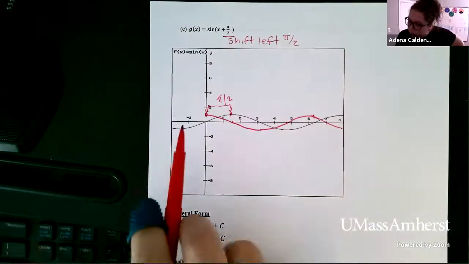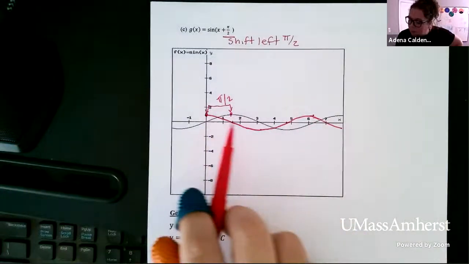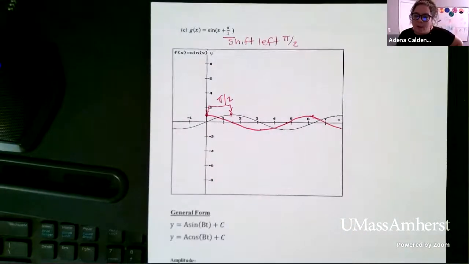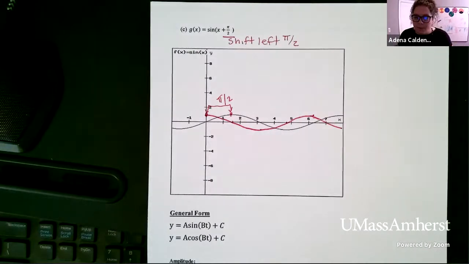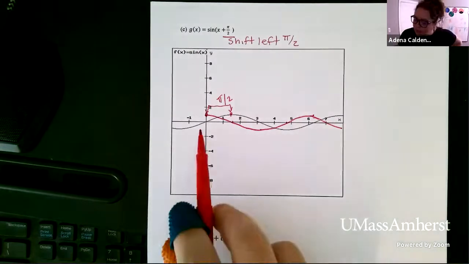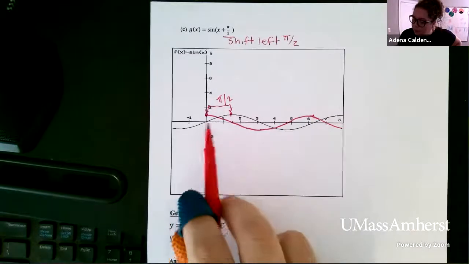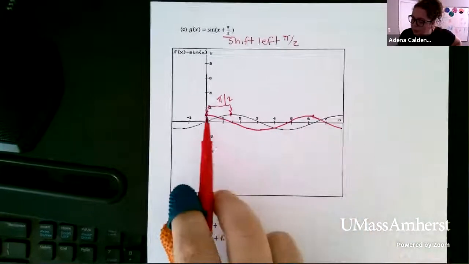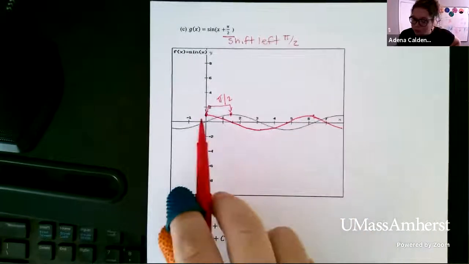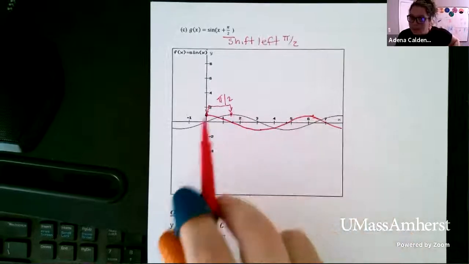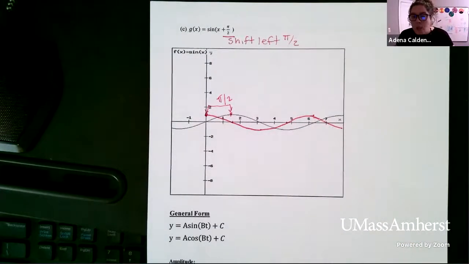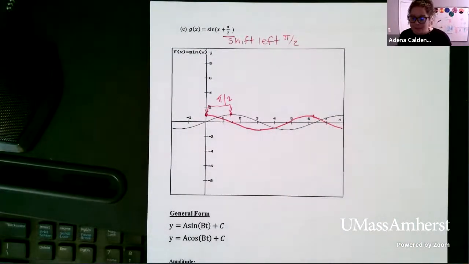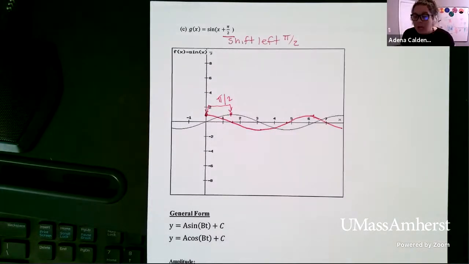So here, what you're supposed to notice is that when you shift it left pi over 2, you end up with a cosine graph. The sine graph starts off, the midline comes up, goes down. When you shift it, you end up with the cosine picture because sine and cosine are the same function shifted by pi over 2.